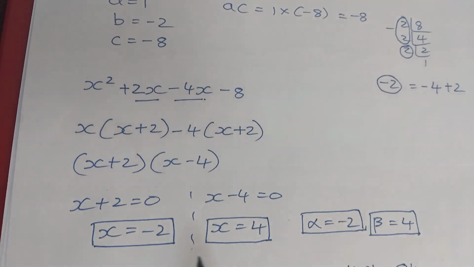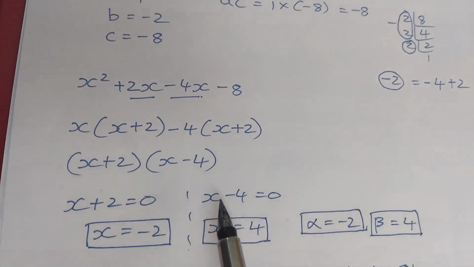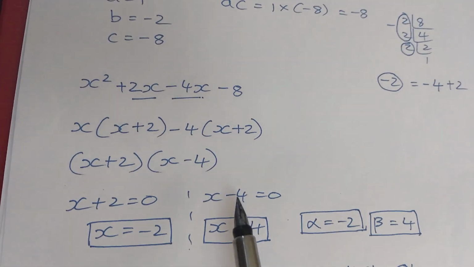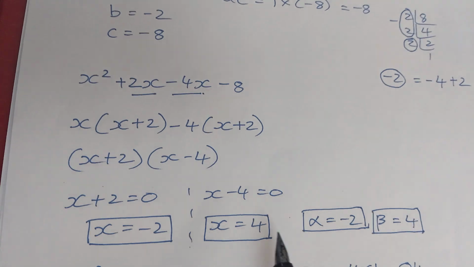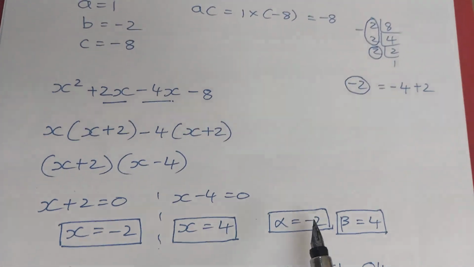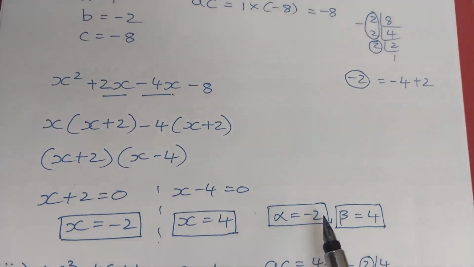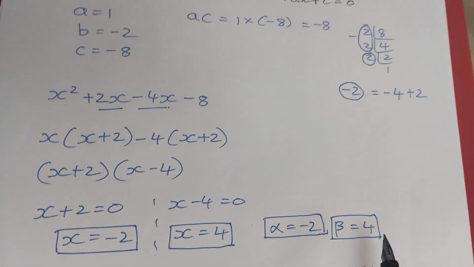That is the first 0. The second 0 will be x minus 4 is equal to 0. Send it to the other side. X is equal to 4. This is beta. So as we have written, alpha is equal to -2, beta is equal to 4.